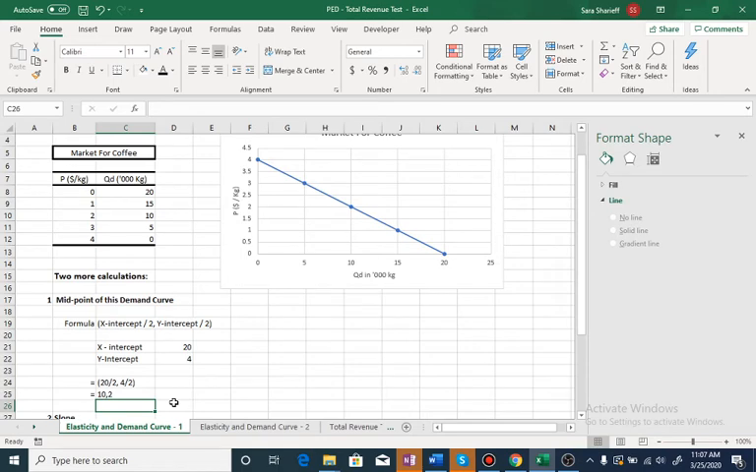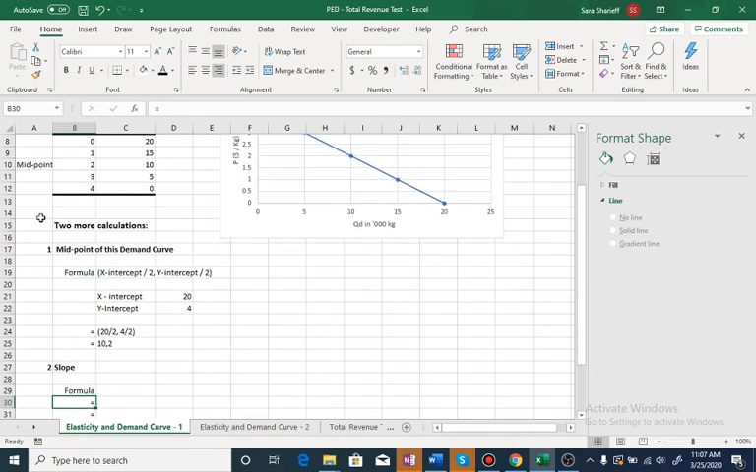Now by chance, this value is already a part of the data set. This is your midpoint. Quantity demanded is 10,000 kgs and price is $2 per kg. This has happened by chance. There is a possibility that when I give you a data set in the exam, it may not include the midpoint. You might have to include it separately, right? So this is the midpoint of the demand curve.